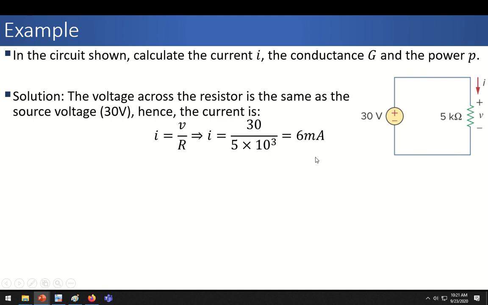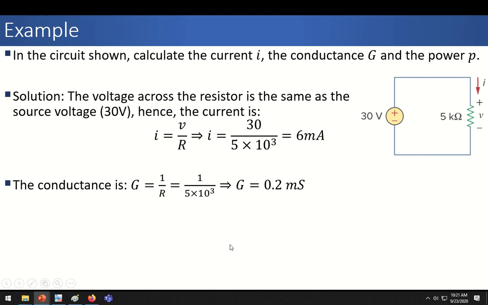Another important observation is that when the applied voltage is in volts and the resistance is in kilo ohms, the current will automatically be in milliamperes. So in this case, the current flowing through this resistance is 6 milliampere. Again, you can see that since the resistance is large, the 30 volt source produces a much smaller current through that resistance.